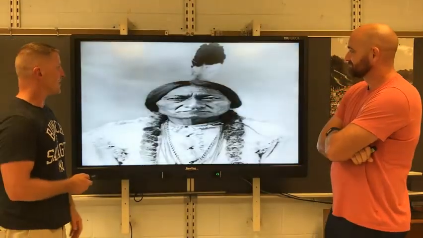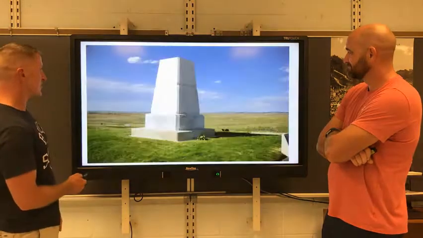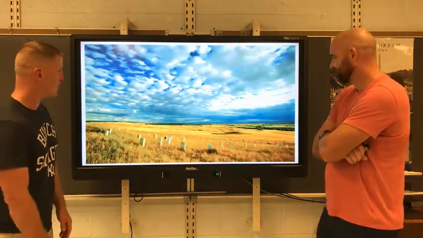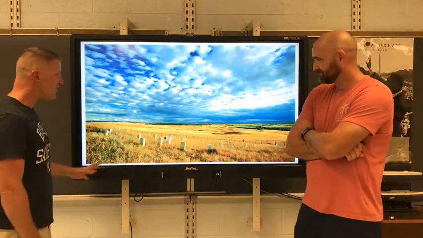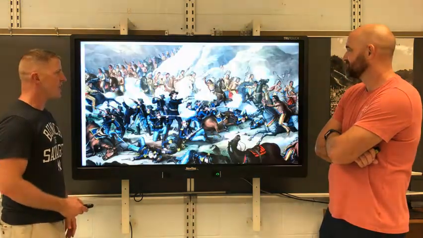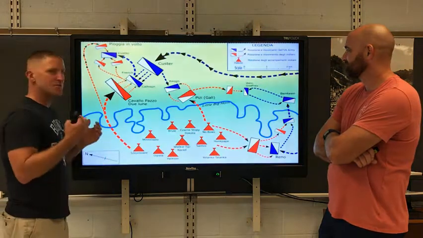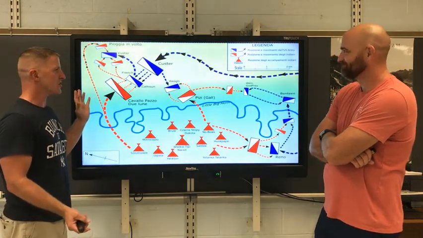Now, with this particular battle, when we look at Custer and Sitting Bull, let me just show you the terrain because they got some beautiful pictures of this. So this is the terrain that we're actually talking about. Fairly flat, maybe hilly in certain situations. But what Custer decided to do, which was the mistake, was that he divided up his guys.